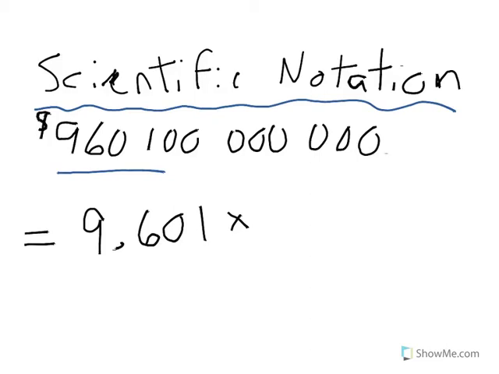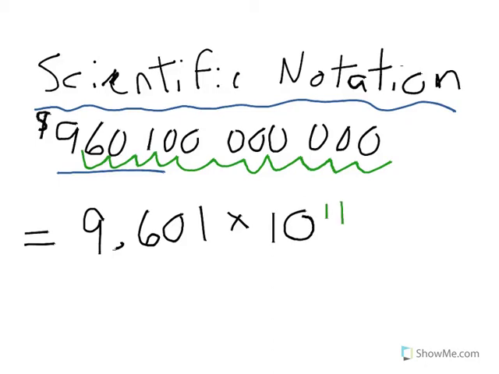So if we start here and go 1, 2, 3, 4, 5, 6, 7, 8, 9, 10, 11, that tells us how many tens we need to multiply it by. So that's the power of 10 that we need to multiply 9.601. So it's 10 to the power of 11. So that is Canada's national debt in scientific notation.